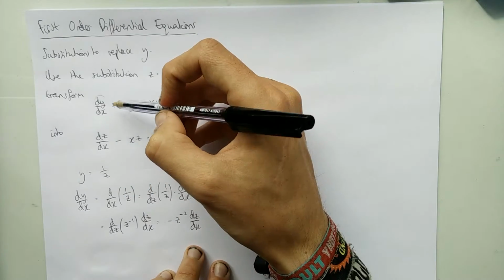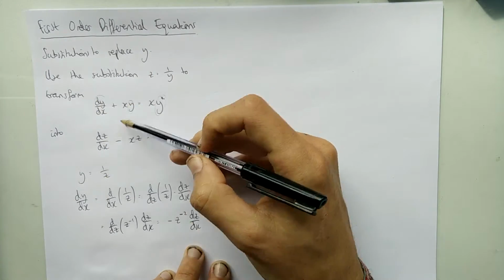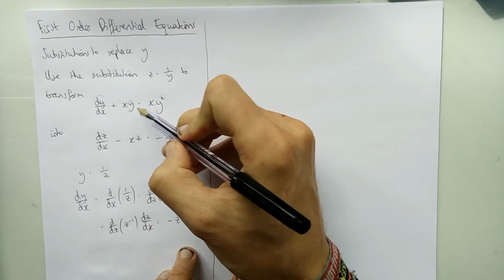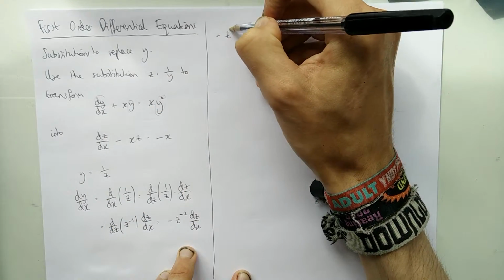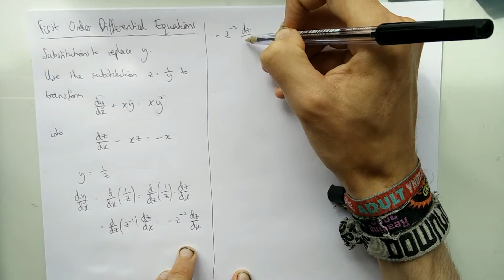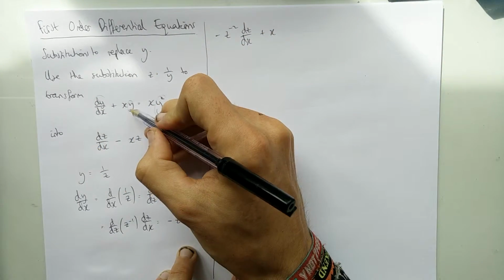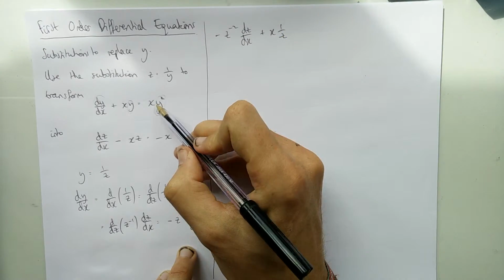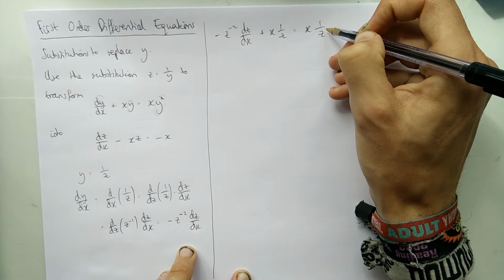Okay, so now we can replace the dy dx with this, and the y's with this. Let's do that. Looking back at this equation, dy dx is minus z to the minus 2 dz dx. So that's this bit gone. Plus x. The y is really a 1 over z. And then that's equal to x, and the y squared is really a 1 over z squared.